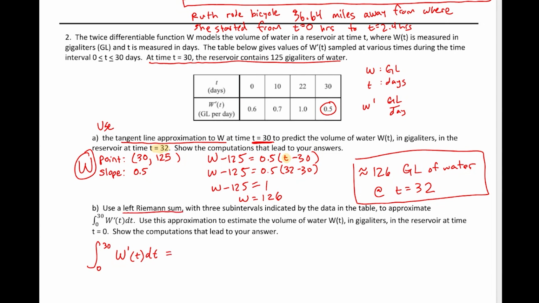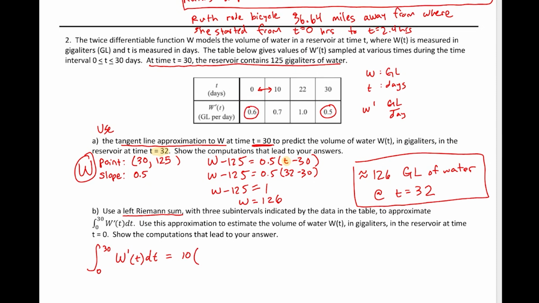The first interval is going to have a base of 10, so 10 times the height, and since it's a left Riemann sum, we're going to use the left number, which is 0.6. Okay, that's going to be the height of that rectangle. And really, I should say approximately here, not equals. Make sure our notation is accurate.